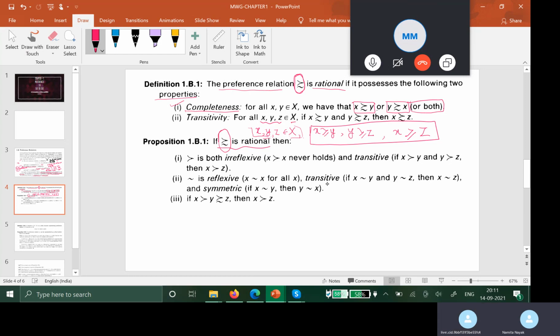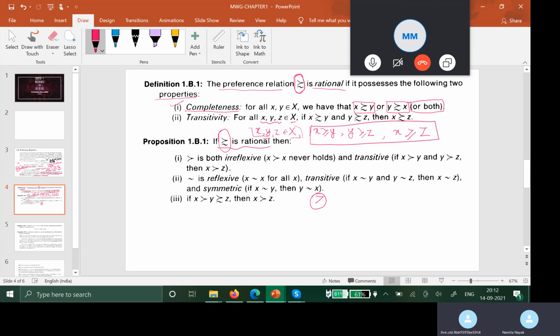Only this relation is called strictly preferred. But this sign, the preference relation sign, is also used for x is at least as good as y, right? So it has two meanings. When it is written alone, it is just a preference relation. But when it is written in between two variables like x and y, then you just have to read it as x is at least as good as y.